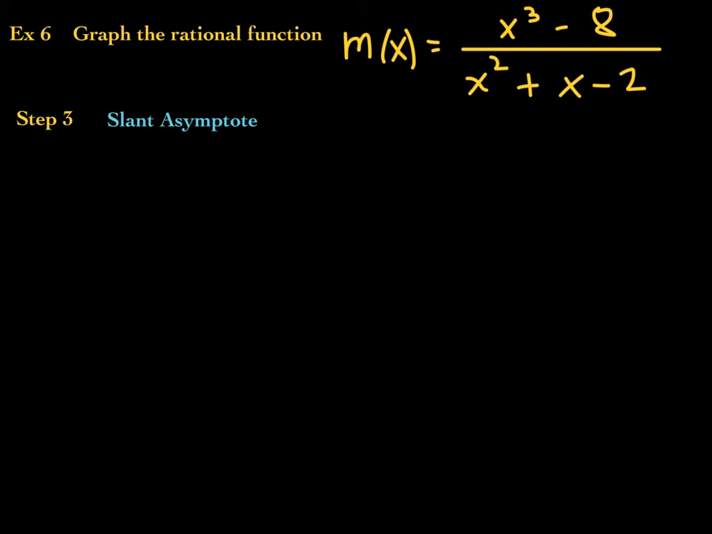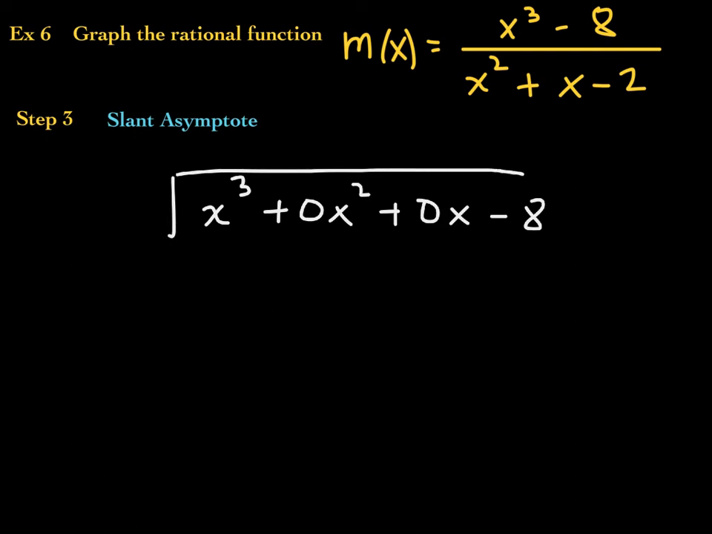All right, the numerator is x cubed. Let me move that over for us. Sorry. Over here, x cubed plus 0x squared plus 0x and then minus 8. And then the denominator is x squared plus x minus 2. All right, so x squared times x gives me x cubed. So I'll put an x up there.